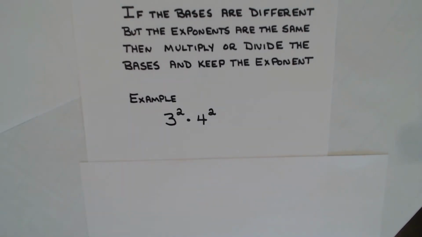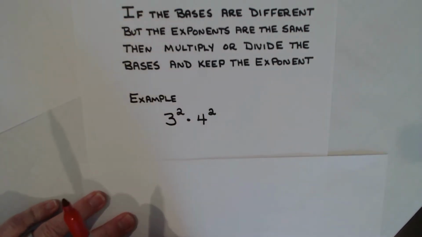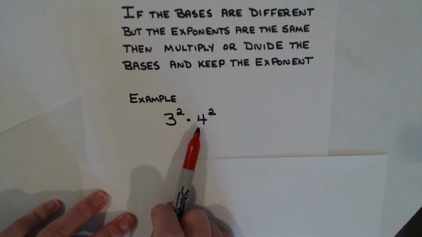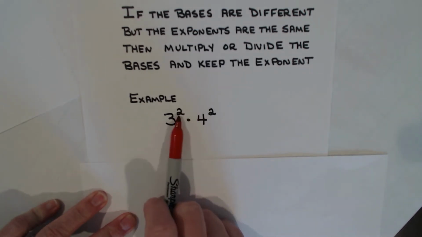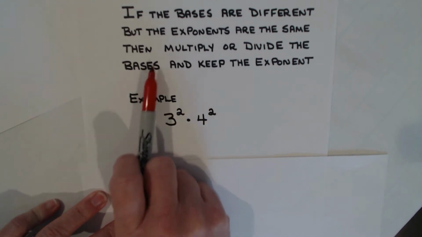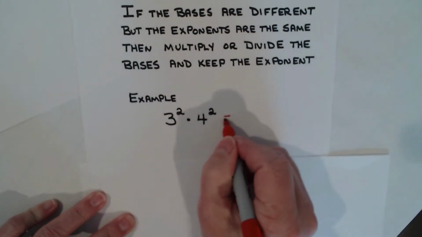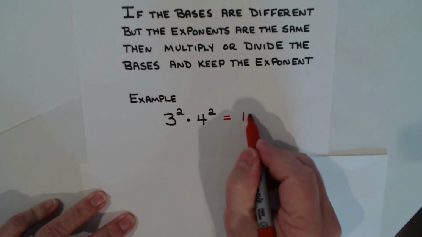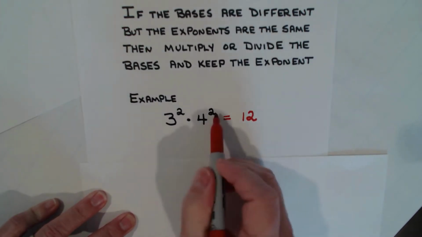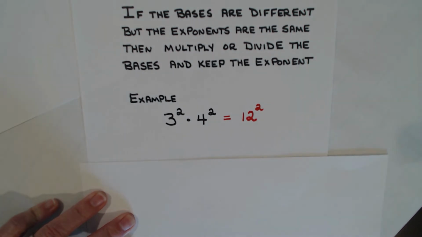So here's a very simple example. Notice I have different bases. My bases on this one are 3 and 4, but my exponents are the same. So once I can see that my exponents are the same, then I can use this property right up here. Then I can multiply my bases together. 3 times 4 is 12. And then I simply keep my exponent. Just that easy.